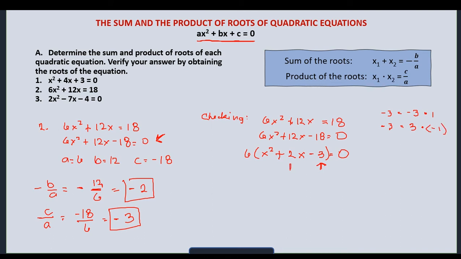Now look at our b. We have here 2, so the sum of the factors should be 2. Checking, negative 3 plus 1 will give us negative 2. So this is a wrong factor for our quadratic equation. Next is to test the next one. 3 minus 1 will give us positive 2. So therefore, of course, we can now use this 3 times negative 1.